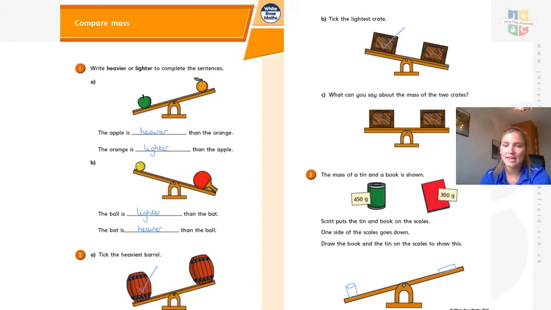For part 3, you had to draw the book and the tin on the scales to show which one would be heavier. Now, first of all, you had to see which one was the heaviest, and we could see that 450 grams is heavier than 300 grams. So you should have drawn that the tin was on the heavier side, the side that was closer to the ground, than the book that was on the lighter side, which was higher in the air.